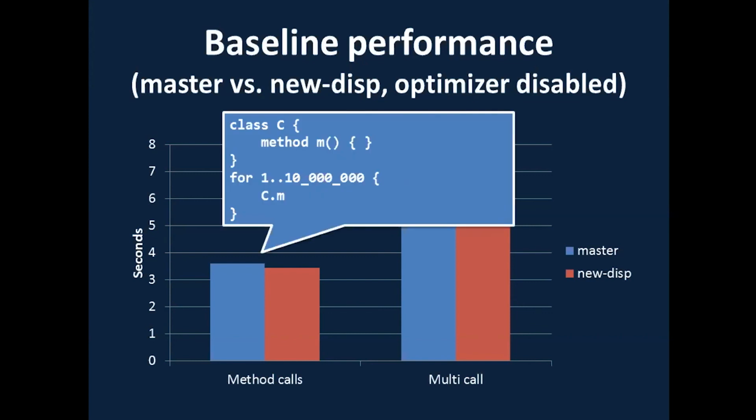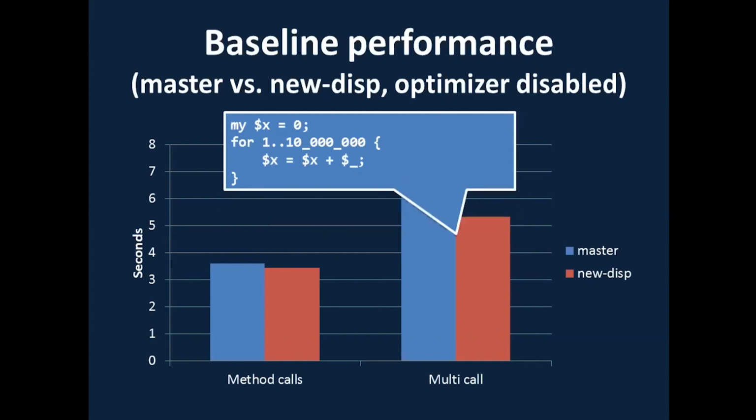This first one, method calls, is just a loop doing method calls. Now, once the optimizer knows about this, it actually turns it into an empty loop. At the moment, that doesn't happen. If we disable the optimizer, though, we can see that it's actually a little bit faster at doing these empty method calls.